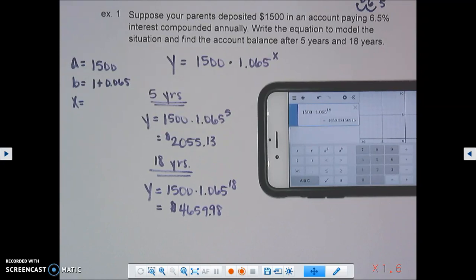Again, this is assuming you're not doing anything with it. You're not depositing more money, taking any money out. You're just kind of letting it ride for that amount of time.